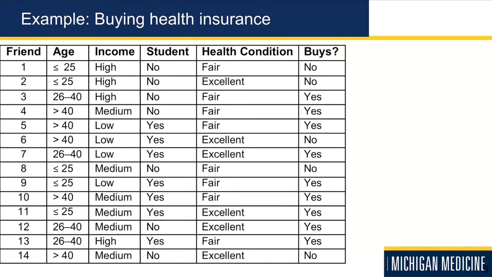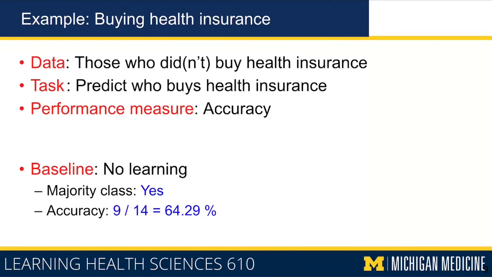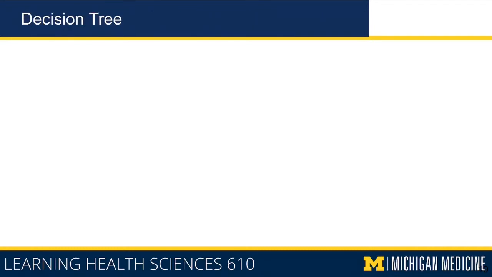We went through a toy example data set on buying health insurance with 14 instances and 4 attributes: age, income, student, and health condition. This was a binary classification task, so there were only 2 possible labels. Using this, we derived some baseline measures. If you have no learning and you just use the majority class, then the accuracy would be 9/14, and the majority class itself would be the yes class, and that would be 64.3% accurate. Just to recall, the data set is instances of your friends who bought or did not buy health insurance, and the task was to predict who would buy health insurance based on these four factors. We looked at an always-yes model and an always-no model, and we saw that the always-yes model had an accuracy of 64.3%, and the always-no model had an accuracy of 5/14, that's around 36%.